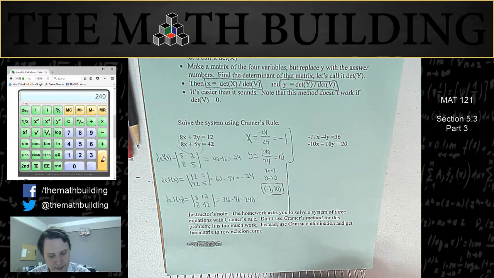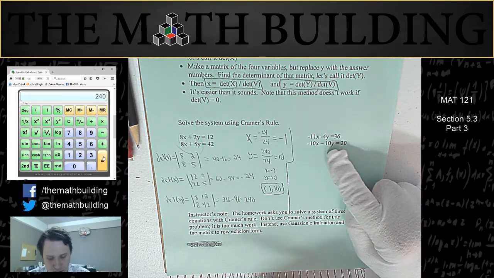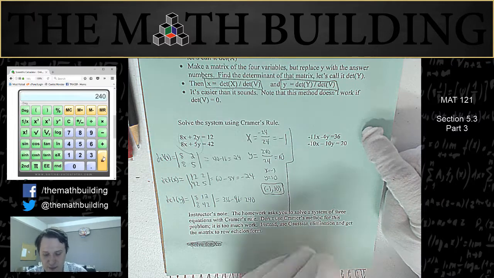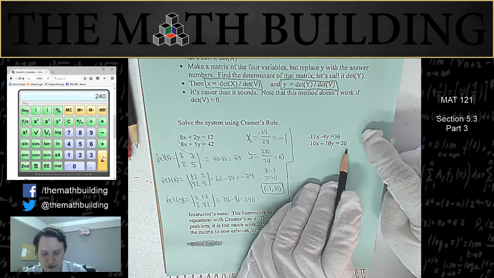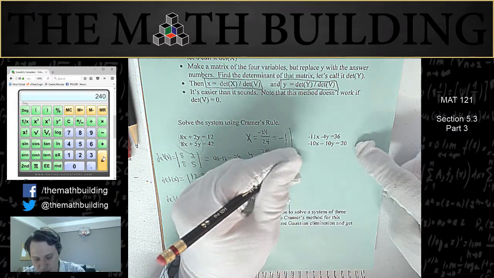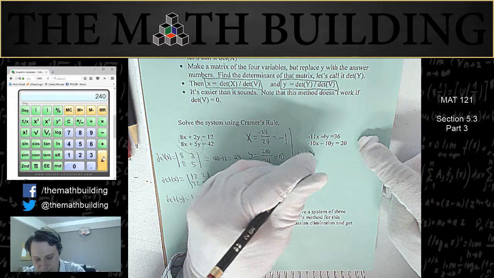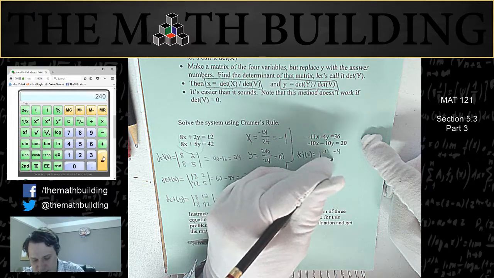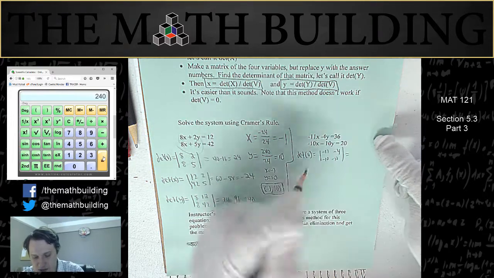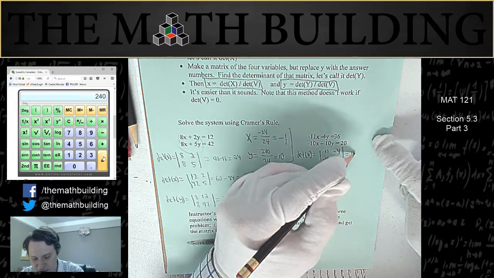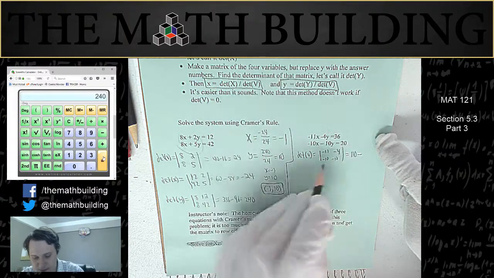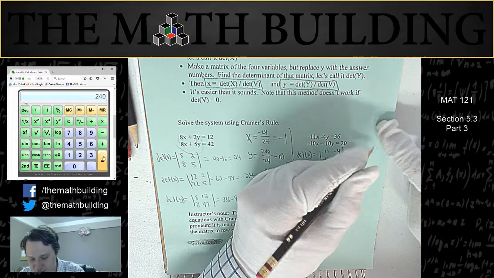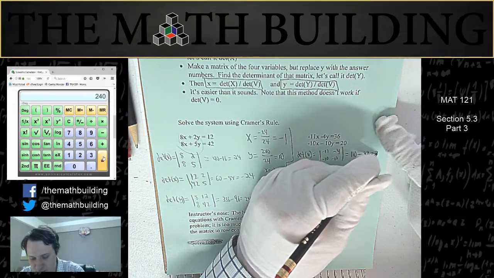Okay, now let's do this system of equations. The process is exactly the same. Notice first that the x's, y's, and answers are all lined up. So the variable matrix is negative 11, negative 4, negative 10, negative 10. That times that is positive 110, minus negative 10 times negative 4, which is positive 40, so it's minus 40. So that equals 70.